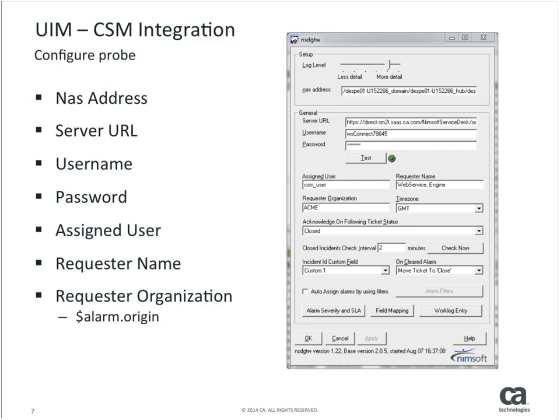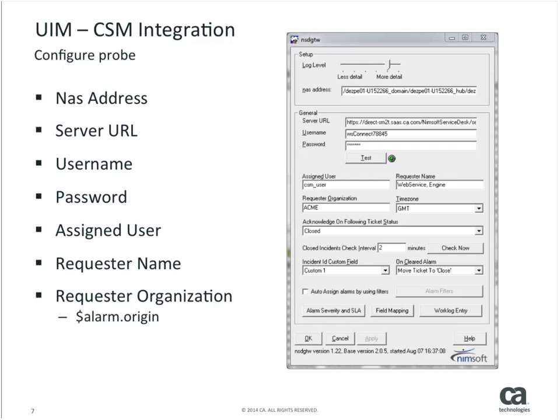When we assign an alarm to the user in URM, or we create a ticket automatically in CSM, we are given back a ticket ID number, and that ticket ID or incident ID number is stored in the custom one field. Of course, you can choose any of the other custom fields to store this information in, but by default it will be custom one. Next, when an alarm is cleared, we have the option to either move the ticket to closed or move the ticket to resolved, depending, of course, on the requirements of the customer.